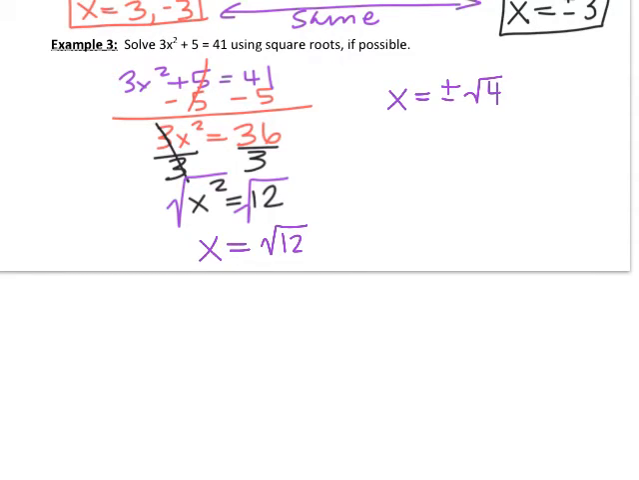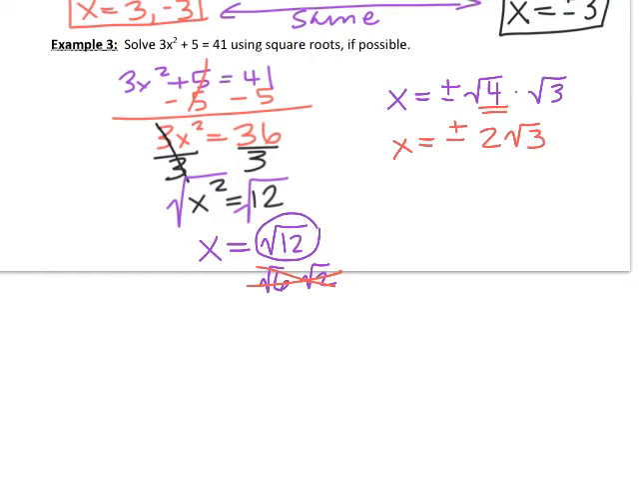square root of 4 times the square root of 3. So if you recall, 4 times 3 is 12, and 4 is a perfect square, which is why I wanted to use that. If you use 6 and 2, that's just not going to work out very nicely. So I'm going to try to pick factors that have an actual square root that I can use. So x is going to be equal to plus or minus 2 root 3. The 2 came from the square root of 4. So my final answer is this right here.